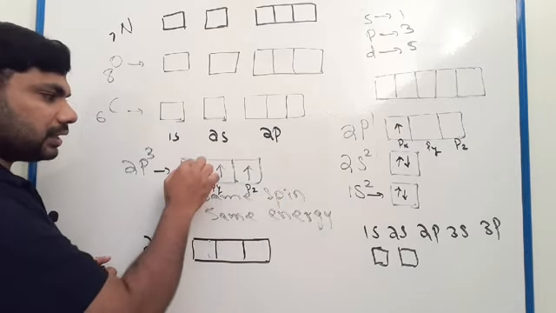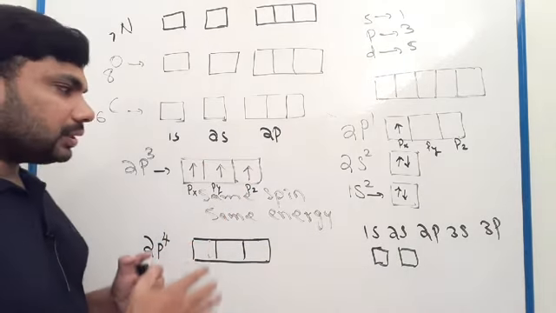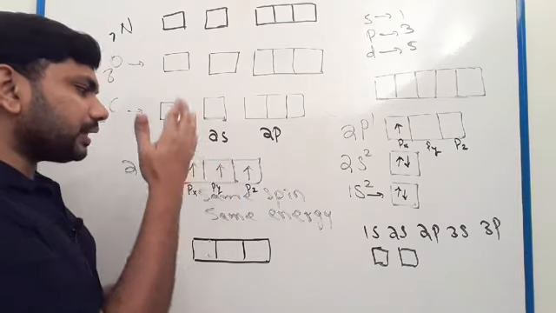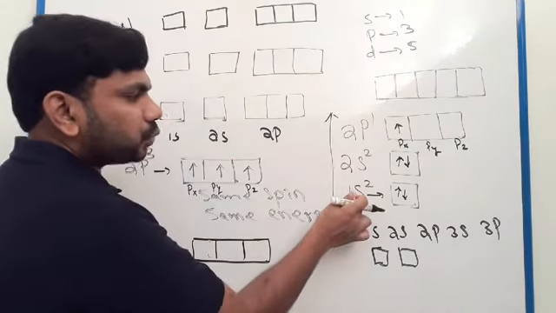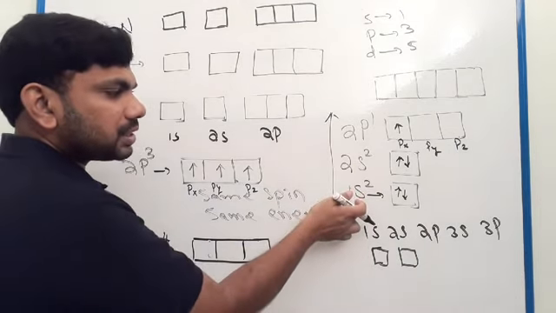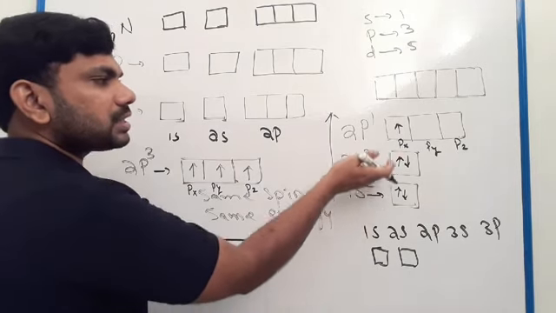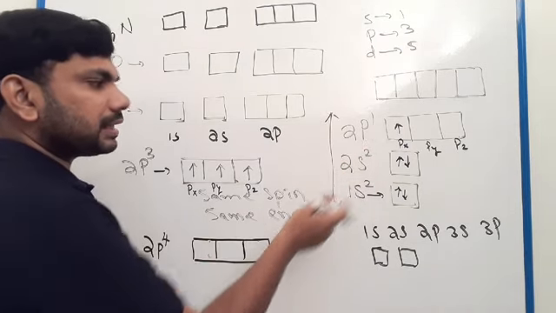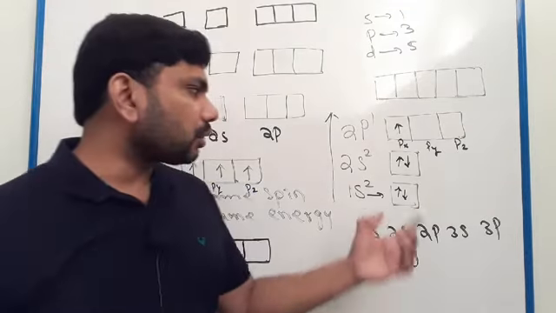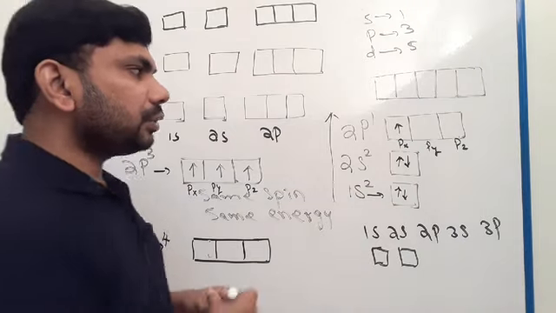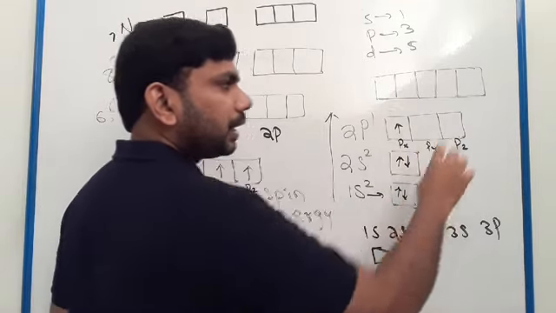Also, the direction of the electrons is the same. They have the same spin and also the same energy. Here it is 1s, 2s, 2p. So 1s has less energy than 2s, which has less energy than 2p. This is the graphical representation of different orbitals according to their energy. Here you can see px, py, pz, they have the same energy.